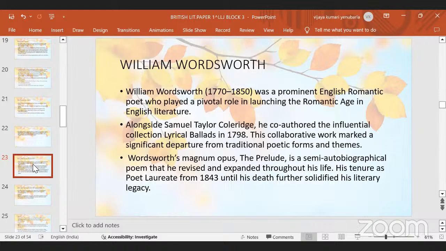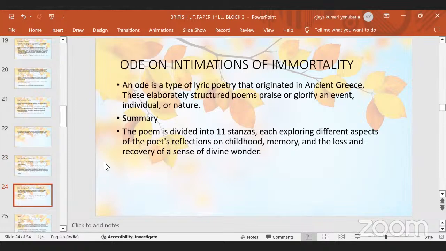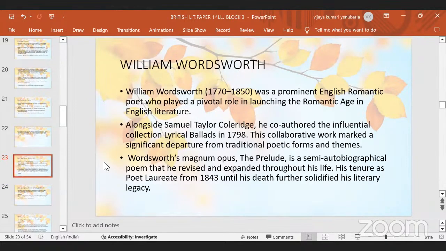So our poem is William Wordsworth's poem. William Wordsworth was a prominent English romantic poet who played a pivotal role in launching the Romantic Age in English literature. Alongside S.T. Coleridge, he co-authored the influential collection Lyrical Ballads in 1798. Both of them together wrote Lyrical Ballads, which is very popular. It is a collection of poems. This collaborative work marked a significant departure from traditional poetic forms and themes because most of them are lyrical ballads.